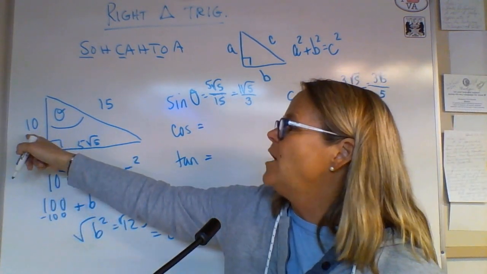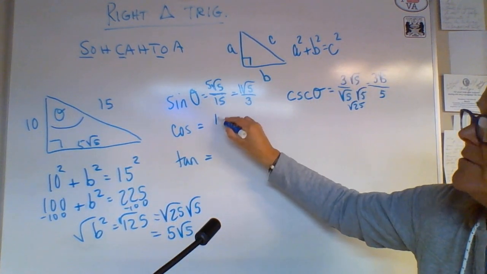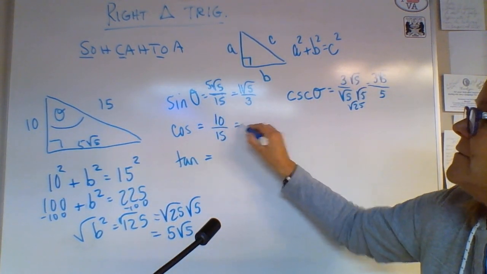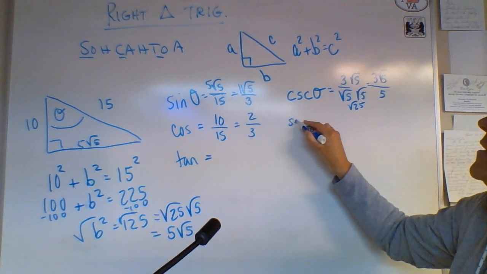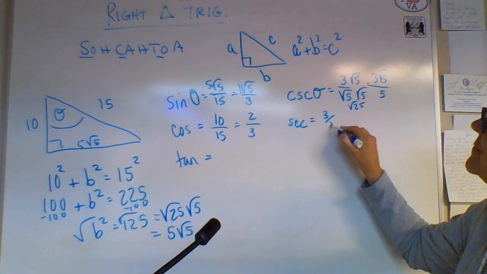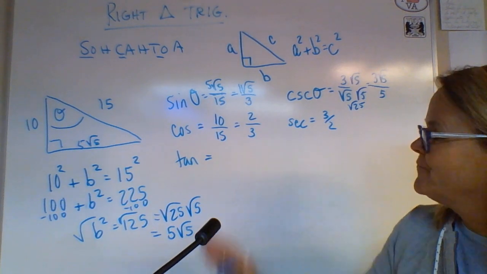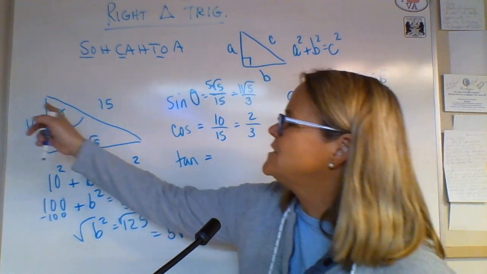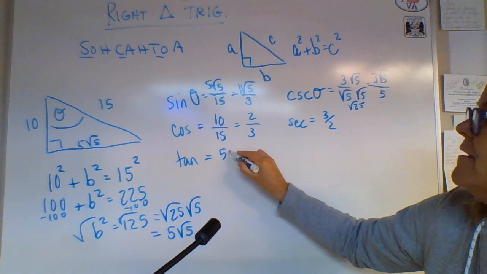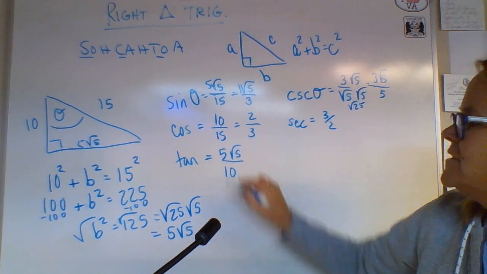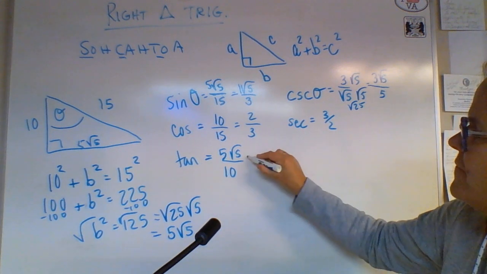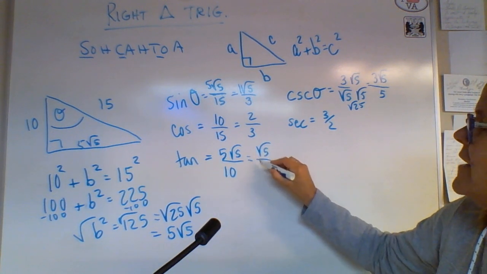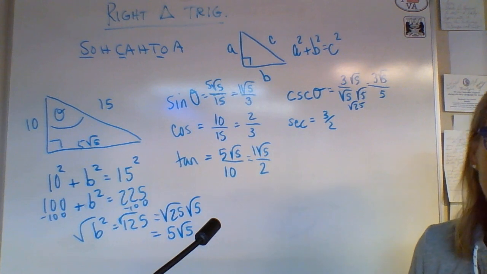Cosine, adjacent over hypotenuse. 10 over 15, you reduce that fraction, 2/3. So what's secant? 3/2. Tangent, opposite over adjacent. 5 radical 5 over 10. 5/10 is 1/2. So that's going to be radical 5 over 2, or 1 radical 5 over 2.